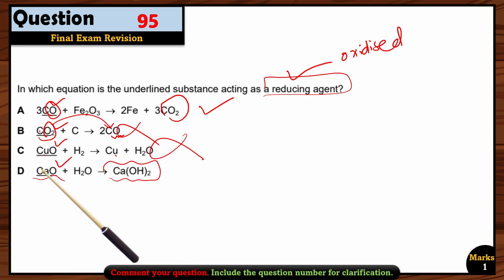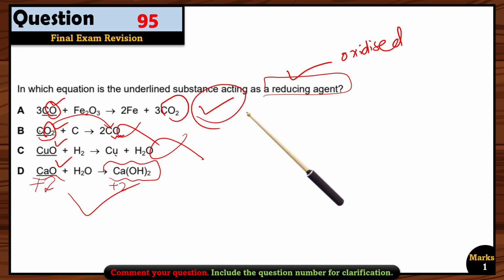Okay, why not oxidized? Because it was +2 here and here it is still +2. So this reaction is not even an oxidation or redox reaction. So now option A is the only right option, in which the redox reaction is taking place, and carbon monoxide is the reducing agent because itself it is oxidized and it has reduced the iron, right?